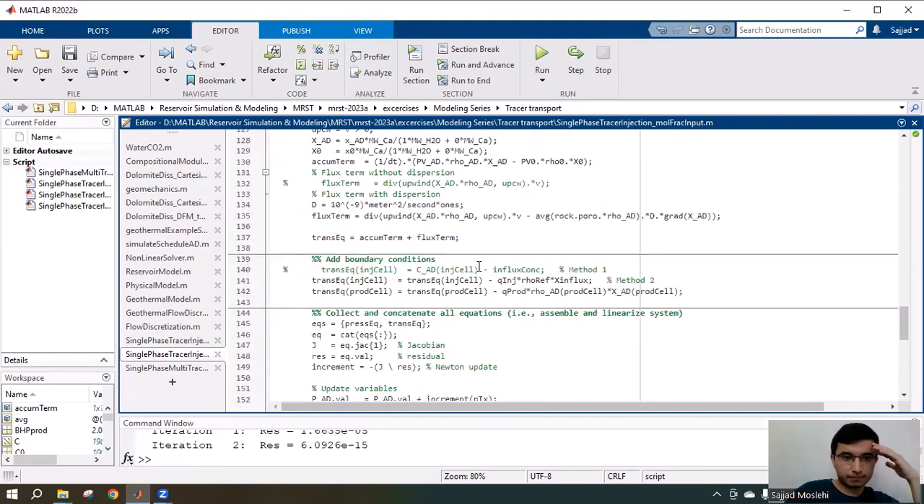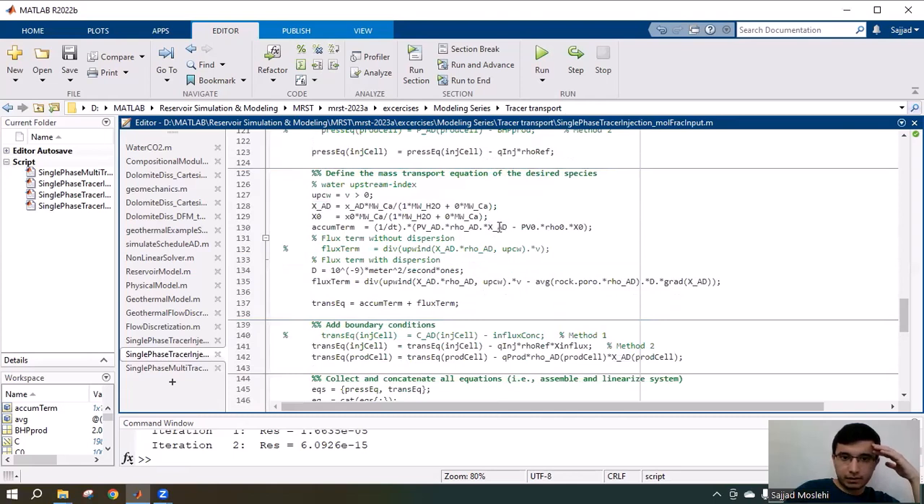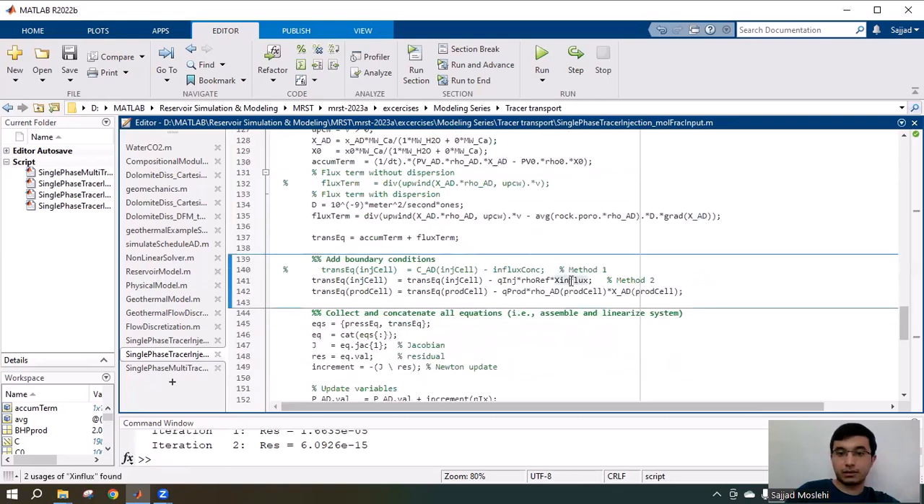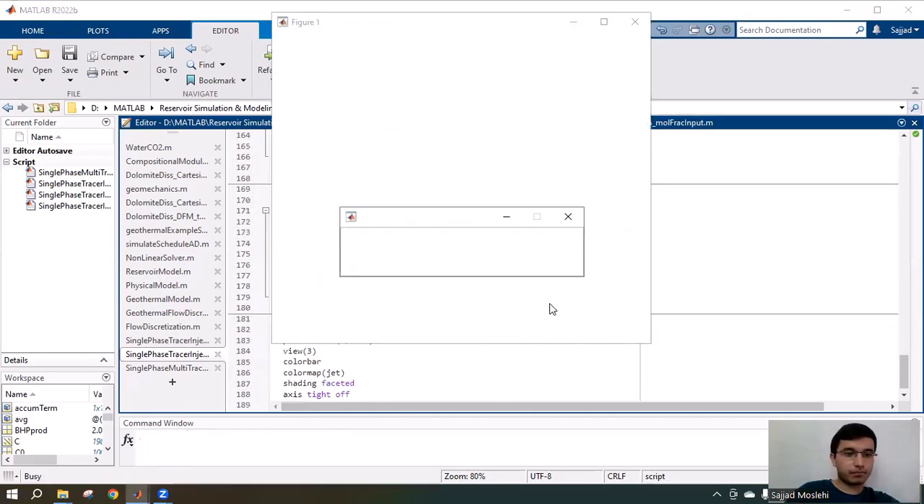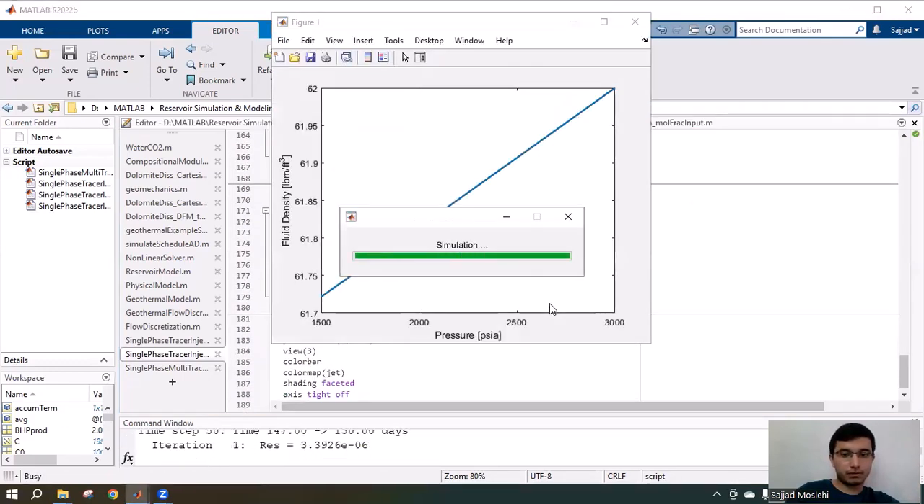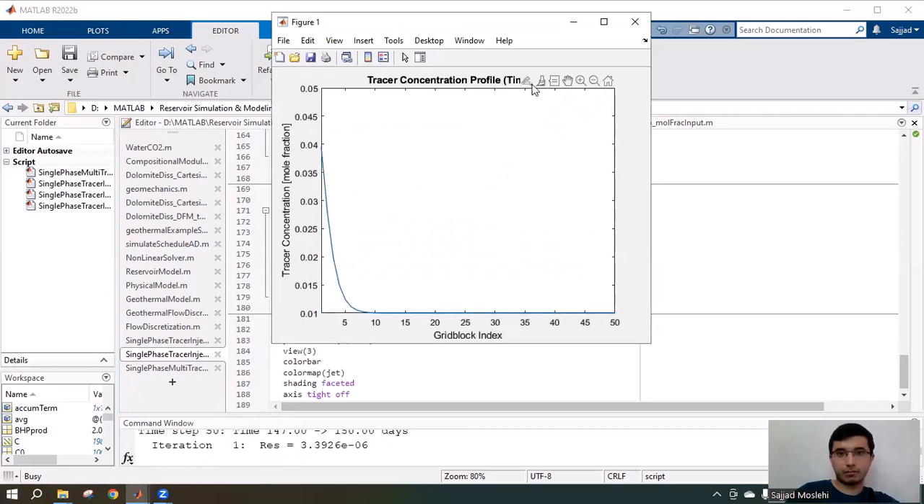They're the same. And I have used the mass fraction values. All right, very good. That's the only difference. And X influx is the mass fraction of the tracer in the injected water. And also this one over here is the mass fraction of the tracer in the production cell. Very good. And if I run this script, it'll give us the same results, all right?